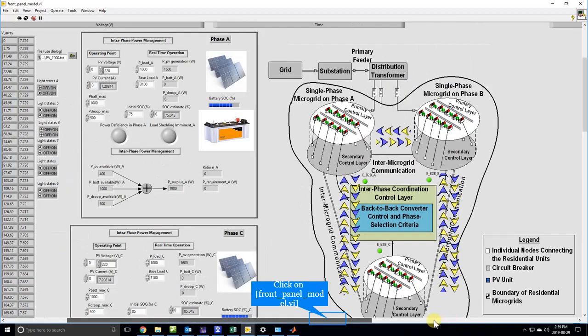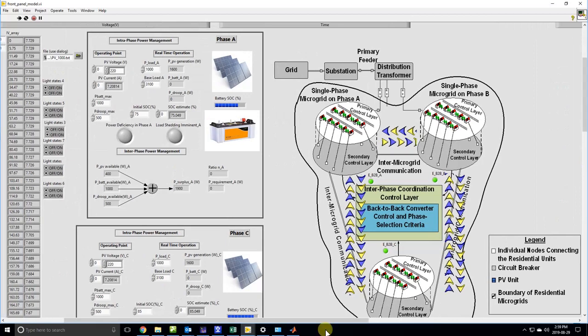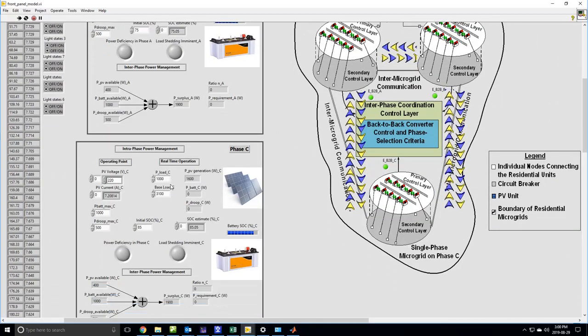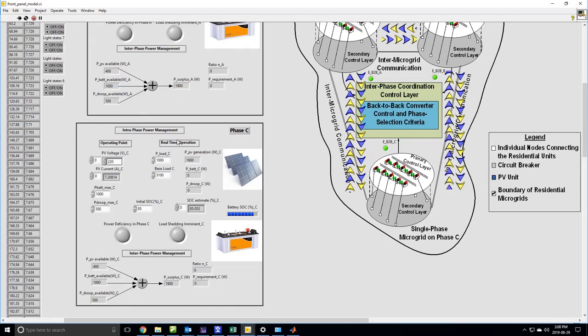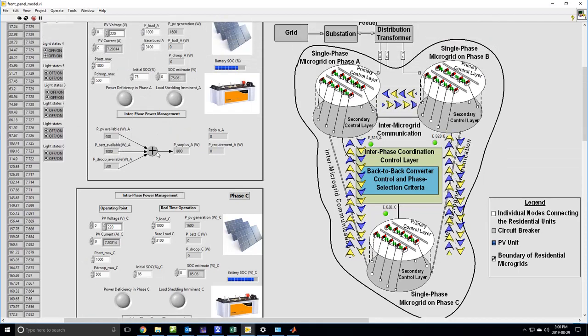So now what will happen is since the loading in both phase A and phase C is the same, they're going to share this 400 watts that is required by phase B. So you will see that the surplus power available in both the phases will remain the same as 1900 watts because they both have the same loading requirement, and the PV generation and the battery and the droop units have the same available powers as in phase A.